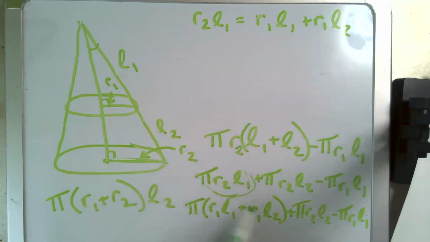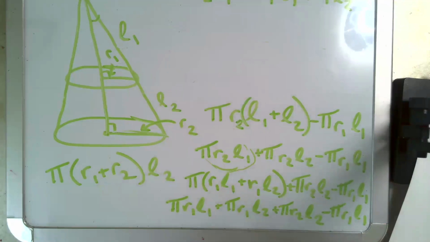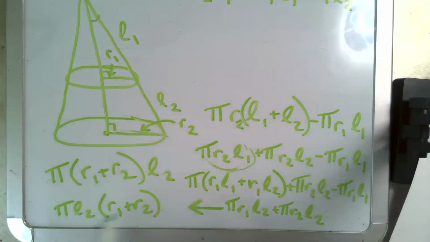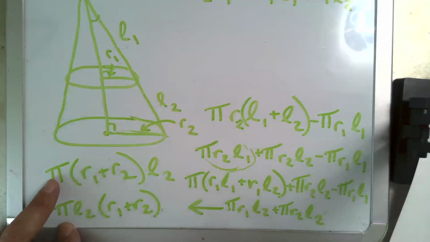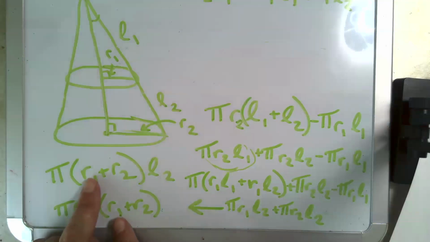And now I'm going to distribute that through to get, and I've got pi R1 L1 minus pi R1 L1. So those two disappear. And when I look at these two remaining terms, there's a pi and there's an L2 common to both. So if I factor those out, there I am with my daughter's formula. Pi times that little truncated slant height times the radius of the top plus the radius of the bottom.